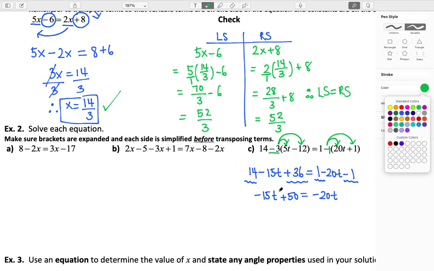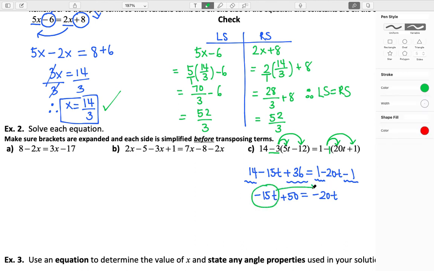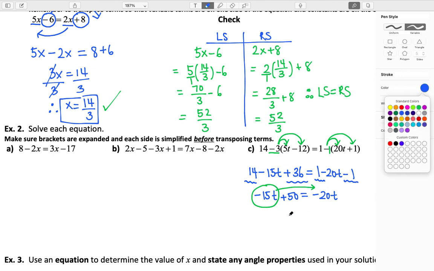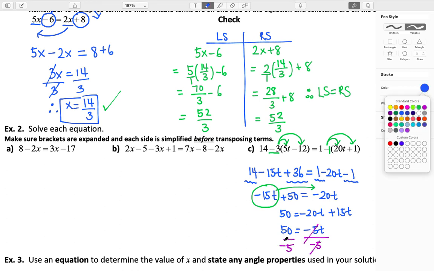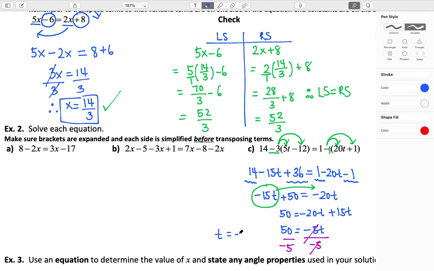So collect the like terms. I'm going to move, let's say, -15t to this side. When I do that, I have 50 is equal to -20t plus 15t. So 50 is equal to -5t. Now what's in front of t? -5. So let's divide both sides by -5. Cancel. So 50 divided by -5, t is equal to -10.